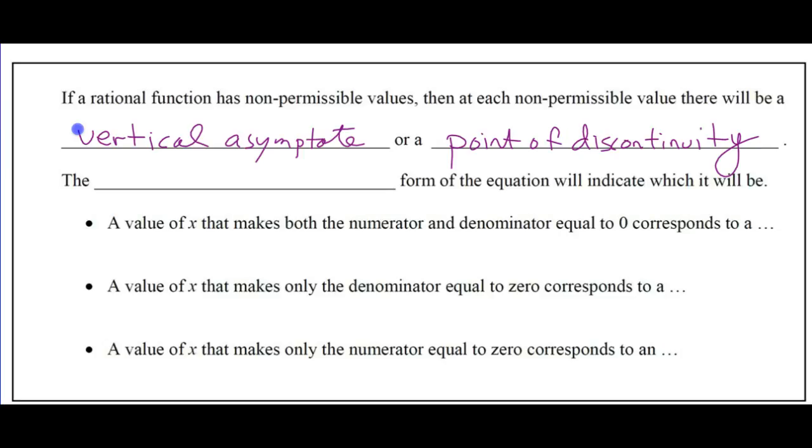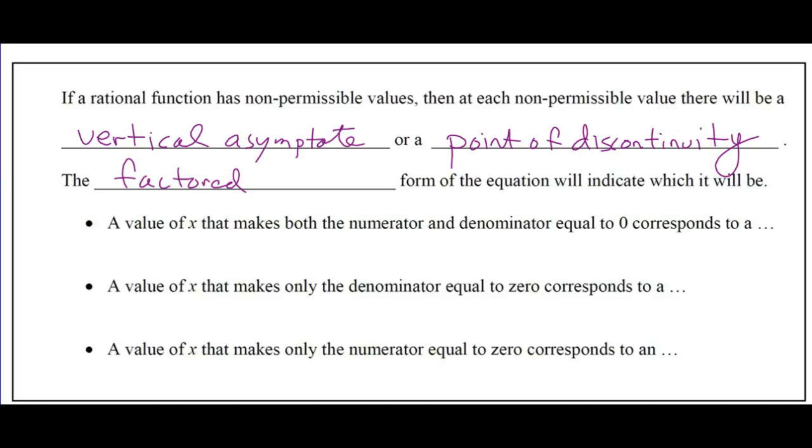It's going to make 31 a lot easier now that I know what you're going to know coming out of 30. The blank form of the equation will indicate which it will be. So the factored form, right? We have to factor it. You have to factor the denominator, if nothing else, just to find out where there may be a vertical asymptote or point of discontinuity. Factoring the numerator then tells you what they are.